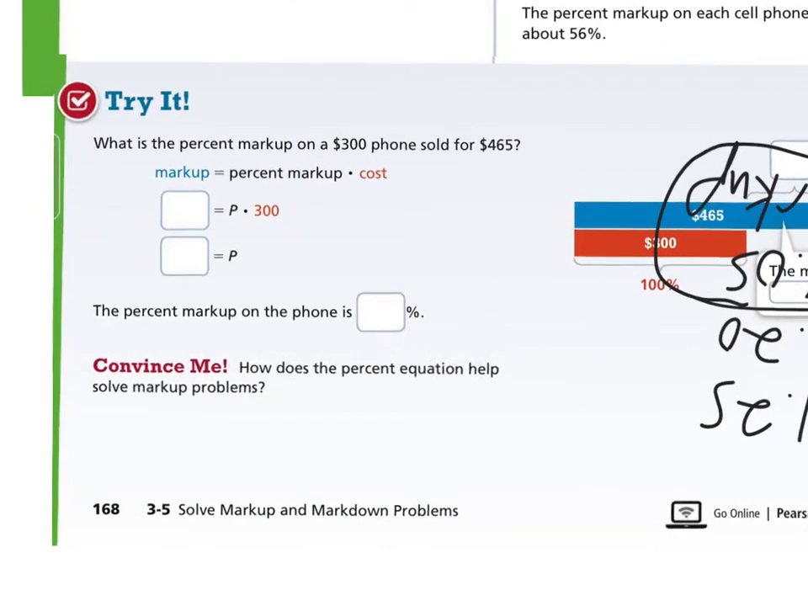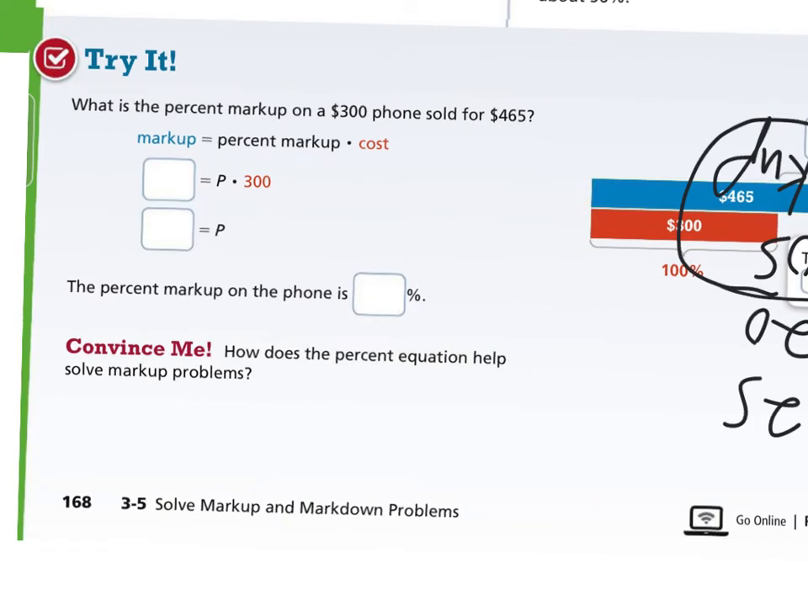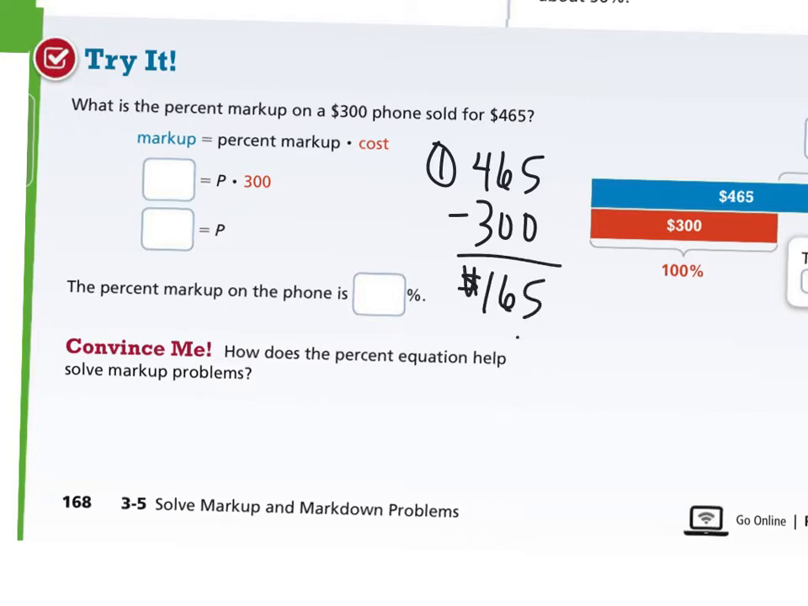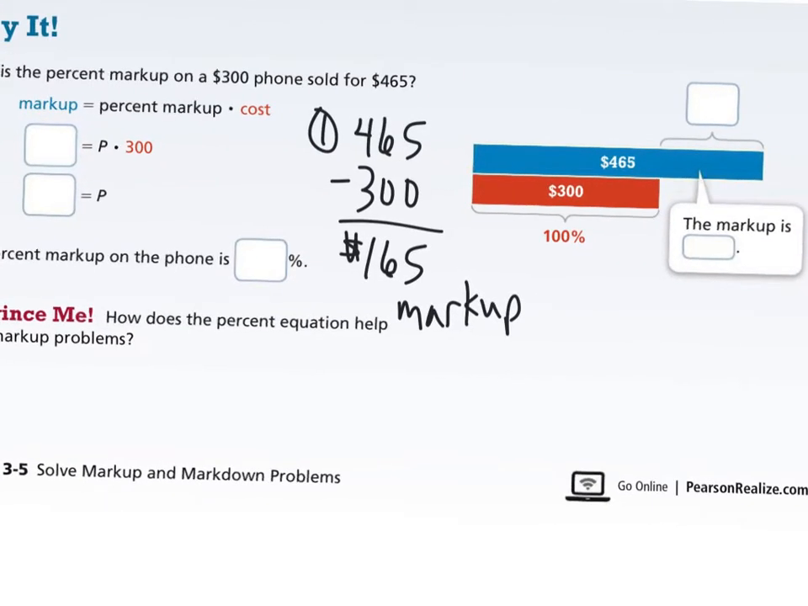So if we look at the try it, they're asking what is the percent markup on a $300 phone sold for $465. There are different ways of doing this. I'm going to do this a little differently than the book, but I'll show you what you could fill in if you did it the way they are. First of all, we need to find out what the change in the price was here. So $165 is the markup, and they show that over to the side here.